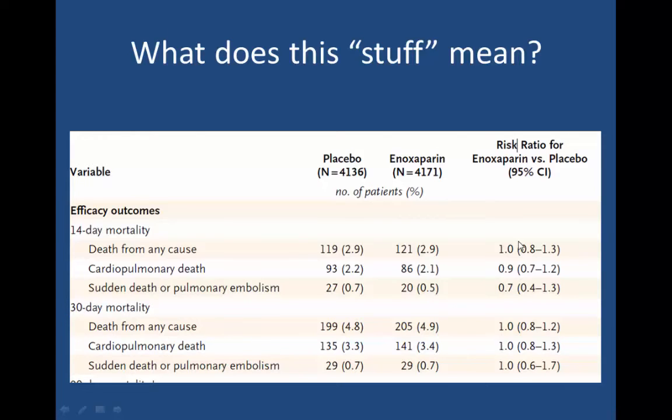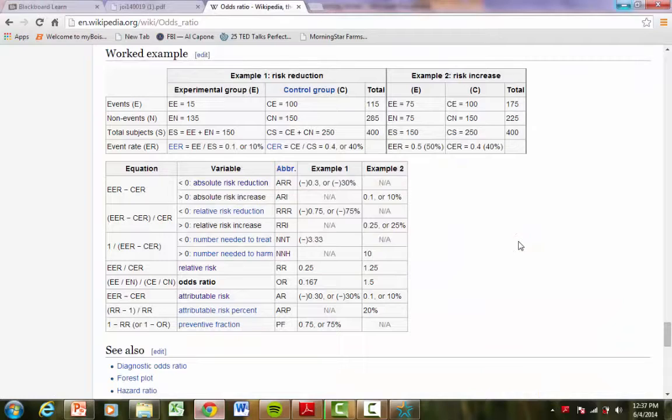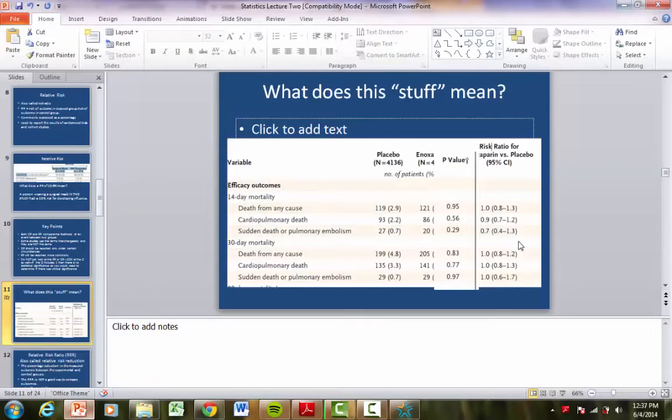All they took was 119. Let me get my paper here, because I don't want to lead you astray. If you have your calculator, and if you needed to refer back to this website, I'm saying, okay, how did we do that risk reduction, relative risk reduction? So I'm doing this math right here: EER minus CER divided by CER. Okay, so they're doing that math if you want to go through and do the math.